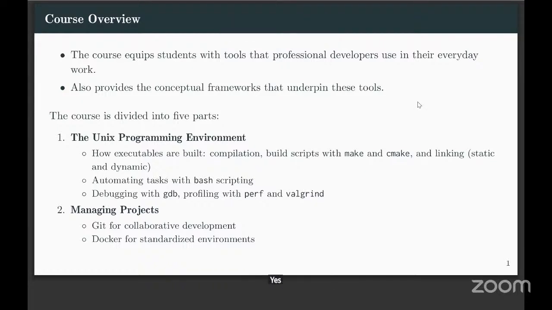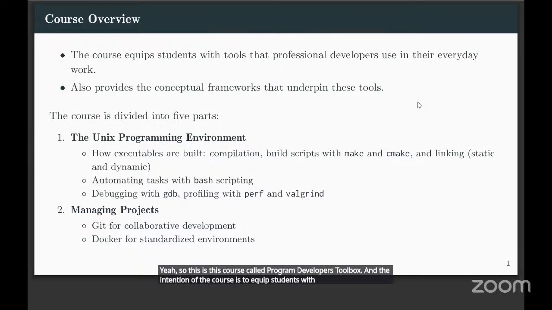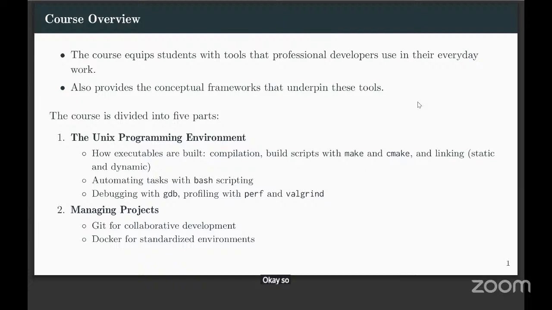Yes, please. Yeah. So this is this course called Program Developers Toolbox. And the intention of the course is to equip students with tools that we assume professional developers use during their daily work. And what is important is that we also try to tell you about the conceptual frameworks that are the basis of these tools. Okay, so it's not merely usage, but also the underpinnings of these tools that we talk about.